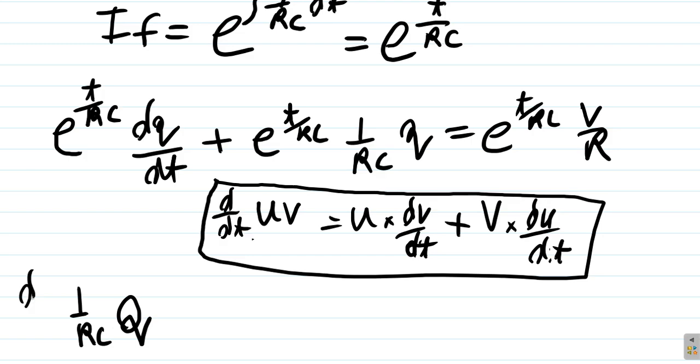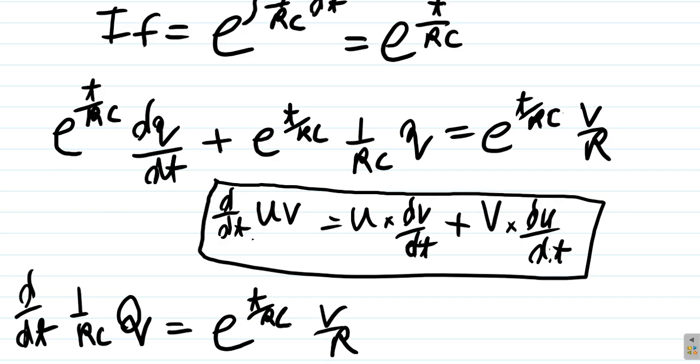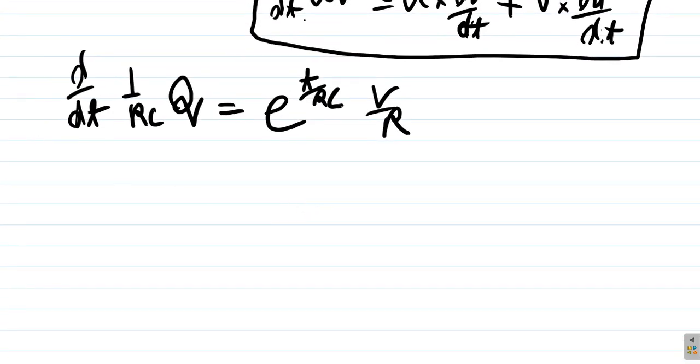So what you're looking at is the derivative of this with respect to t, and that is equal to e to the t over rc, let me make it look like c, over rc of v over r. Alright? So we have that. Then you integrate both sides.